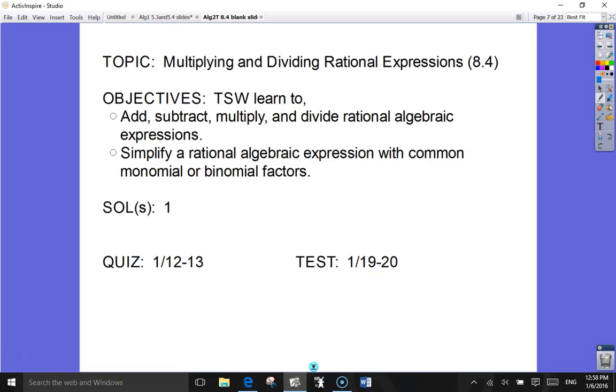So we did the graphing part. The next two lessons we do the dealing with expressions part, which means simplifying. And simplifying also means add, subtract, multiply, and divide.